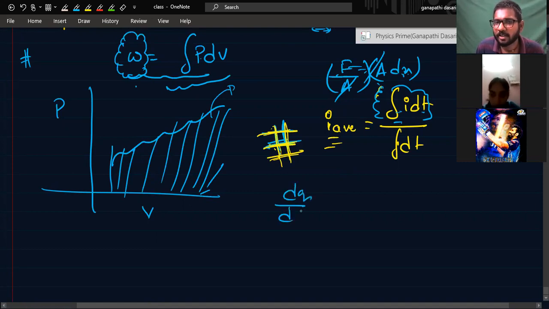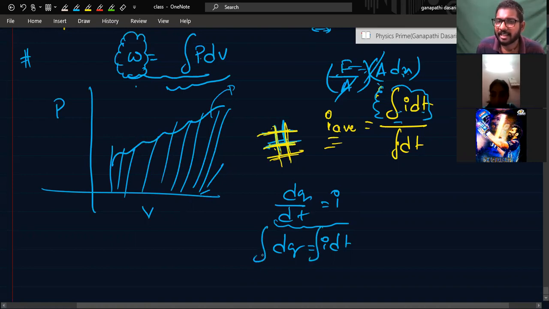Let me tell you, dq by dt is equal to what? Current. dq is equal to what? I dt. So if we do integration, what will we get? Here every dq charge if we add, we'll get total charge. That means integral I dt is equal to what? Integral I dt if we do, from t initial to t final, we'll get total charge.